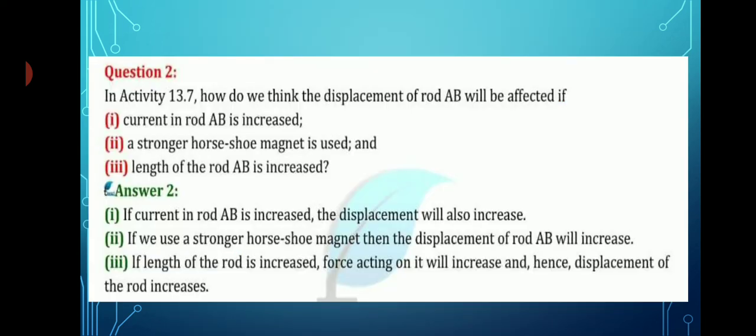Okay, the next one, in Activity 13.7, how do you think the displacement of rod AB will be affected if the current in rod AB is increased? So what happens when the current increases? The displacement also increases. Then if a stronger horseshoe magnet is used, in that case also the displacement of rod AB will increase. Then as the length increases, the force acting on it increases, and the displacement of the rod increases. So in all the cases, the displacement will increase.